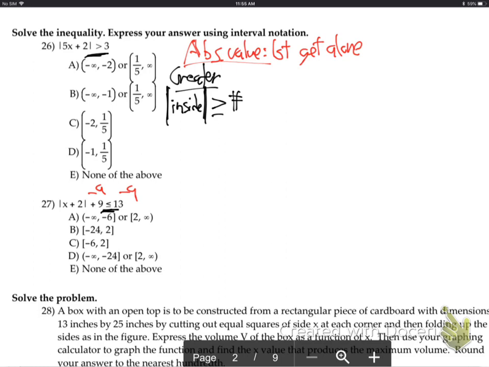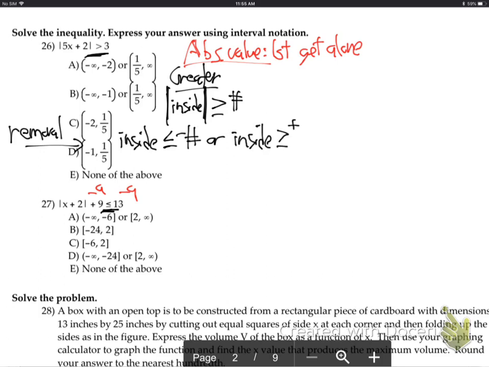You got to say inside number, no more absolute values. This is the removal step. I'm going to yank off the absolute value signs and say, okay, inside, you're less than or equal to the negative of the number, or inside, you're greater than or equal to the positive of the number.